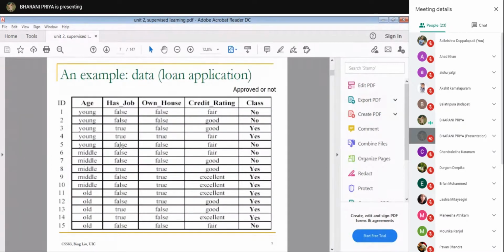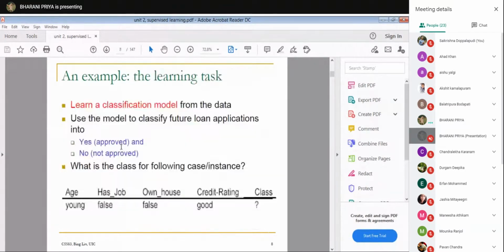So this is loan applicant data. We have to learn a classification model from the data, and we need to decide whether the application is approved or not approved. So we have a future data like this with age young and has job false, so on, and we need to decide the class label for this observation or example.